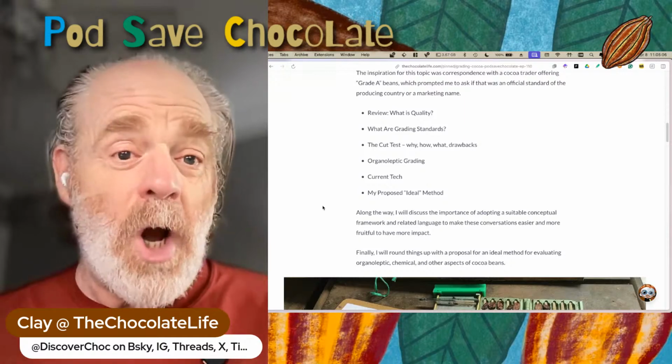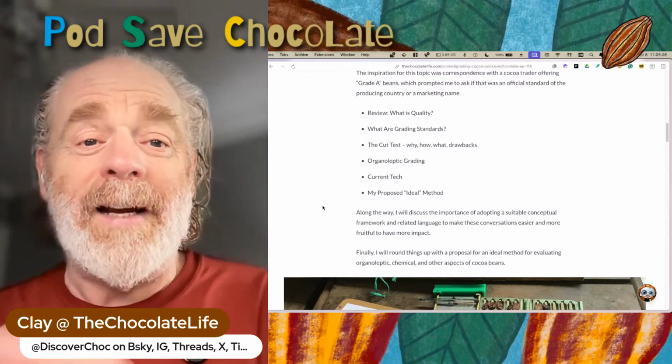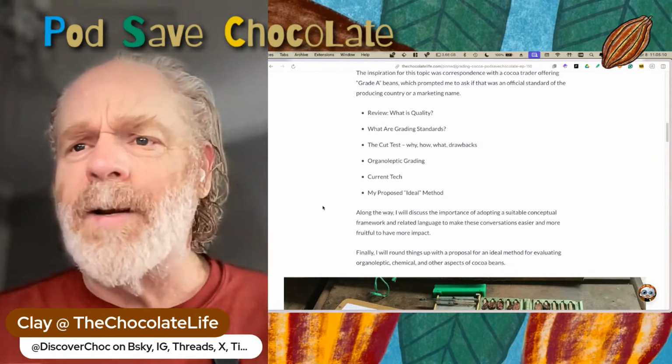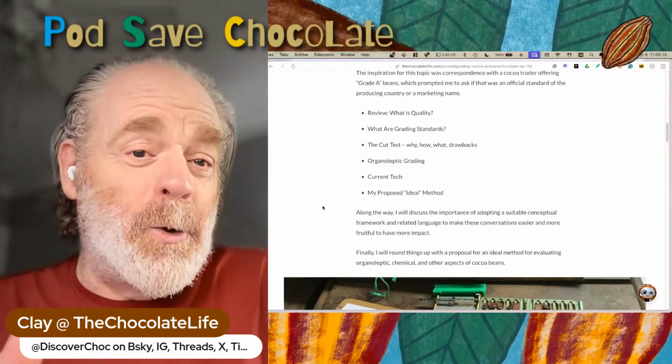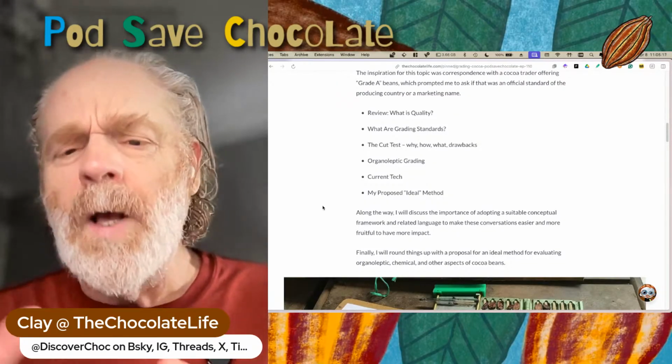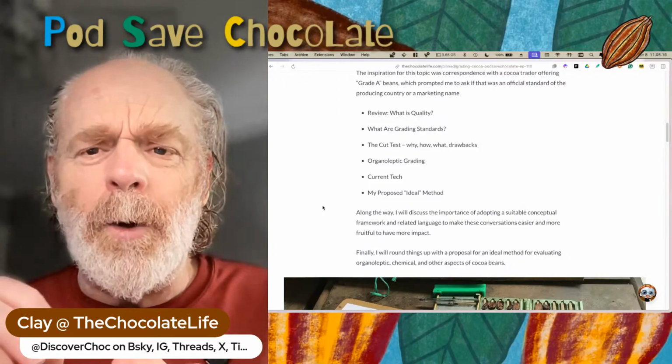And if the answer is no, I don't want to buy them, because my definition of quality includes ideas like I don't want to have to change my recipes in order to be able to use these particular beans. So quality is really, really interesting.